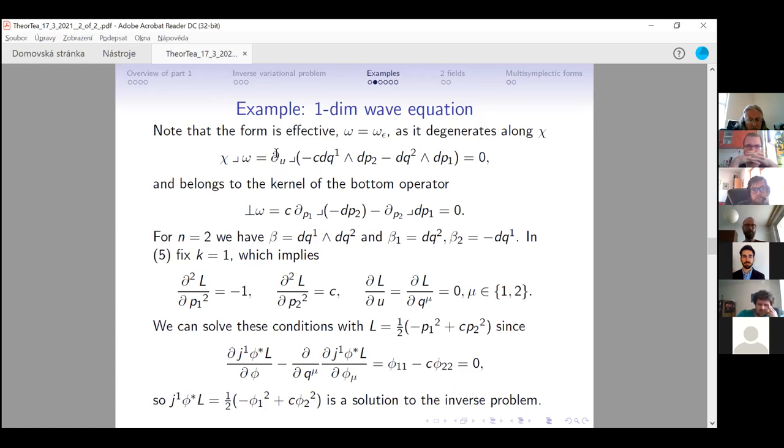Because if I contract with the partial u, I don't have any du coordinate here. So it's immediately 0. And if I contract with del q1 wedge del p1 plus del q2 wedge del p2, which is exactly what this bottom operator does, I get this expression. And that's 0 as well, because contraction of dp2 with p1 is 0. Of course, dp is dual to del p, and dq is dual to del q. So this form is effective.